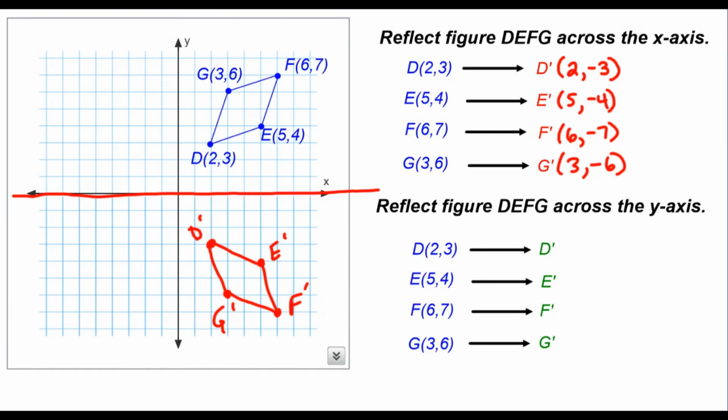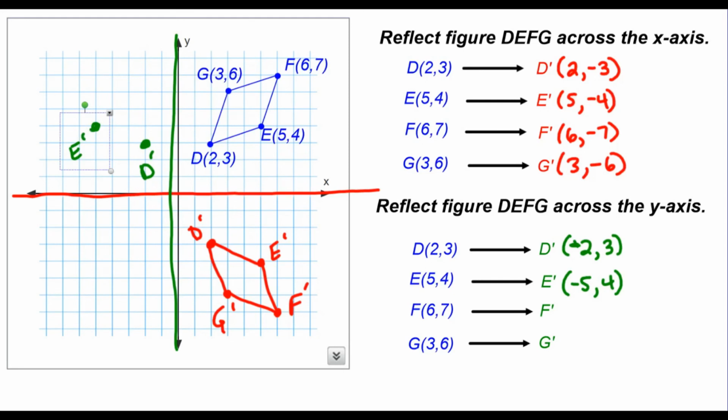So now let's take the same original shape and flip it across the y-axis. That's going to be our line of reflection. So here, the x values are going to become opposite. The y values are going to stay the same. So this is -2, 3. And that would be -2, 1, 2, 3. There's my D prime. E prime, -5, +4. 1, 2, 3, 4, 5. 1, 2, 3, 4. E prime.